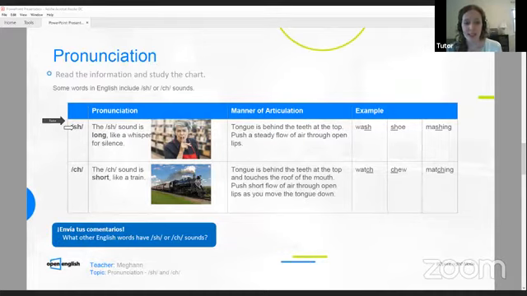So the SH sound in English is long, like a whisper, susurro, like a whisper for silence. Shh, shh. You can continue this sound for a long time. The manner of articulation for this sound is you put your tongue behind your teeth at the top. La lengua está detrás de los dientes. And you push air through your lips.